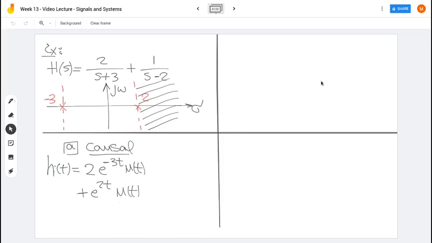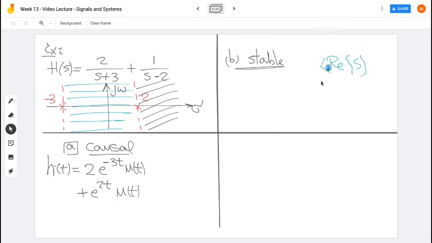The second situation we have, if the system is known to be stable and we need to find the impulse response. So for the system to be stable, the ROC must include the j omega axis. In this case, the ROC would be between minus 3 and 2. So in this case, the ROC would be the real part of s larger than minus 3 and less than 2. And in this case, we will be having a two-sided signal.